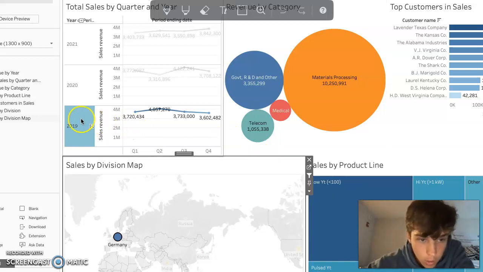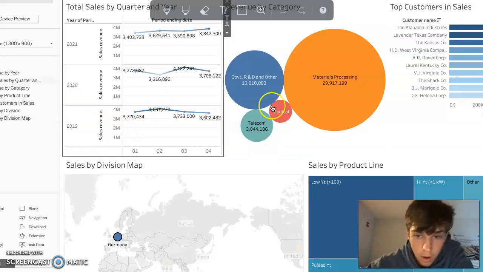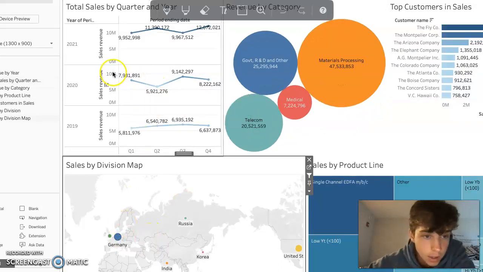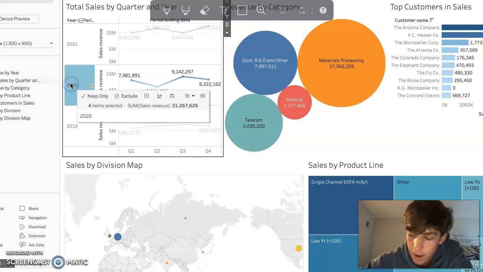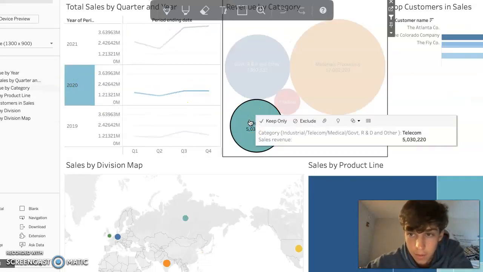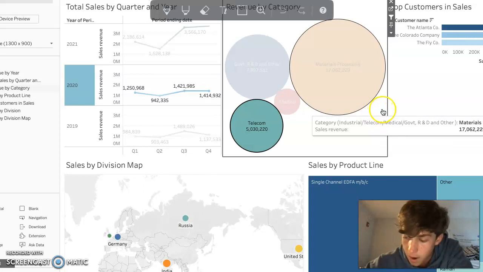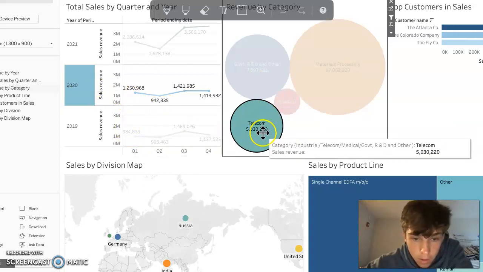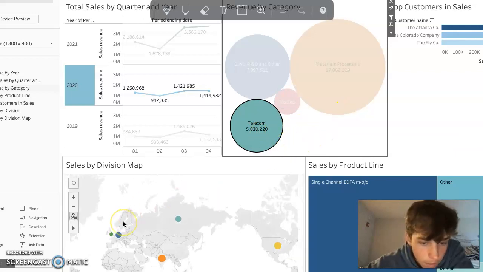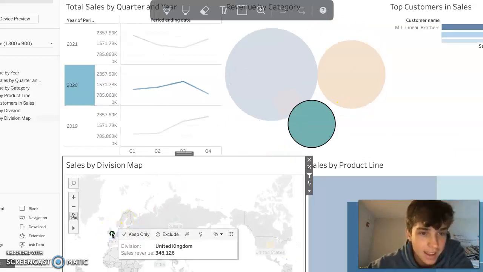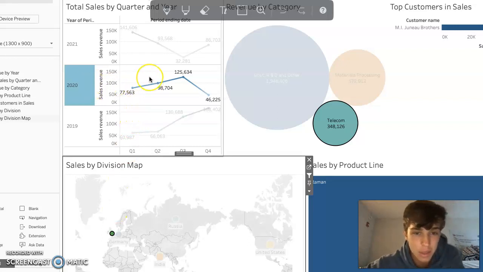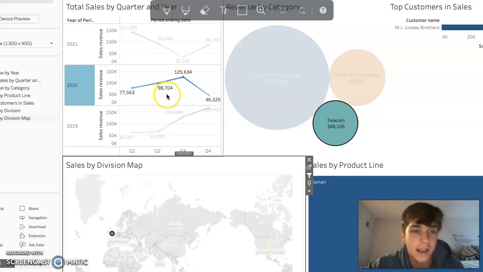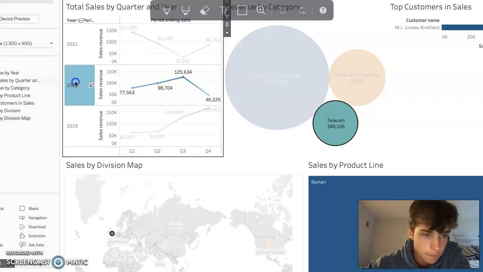The fifth question is, in 2020, which quarter had the highest sales in the telecom category under the UK division? So what you're going to do here is you're going to unclick Germany in 2019, and you're going to go to 2020, and you're going to click on the telecom category. And then you have to go right here to the UK, sorry. And then right here, you can see in the third quarter that $125,634 were made, and it was the most out of all the quarters.